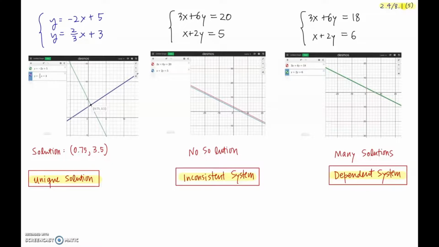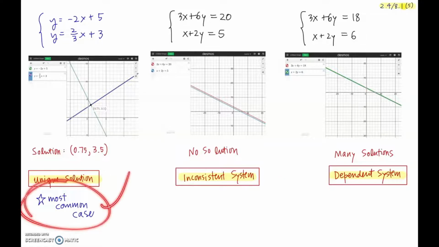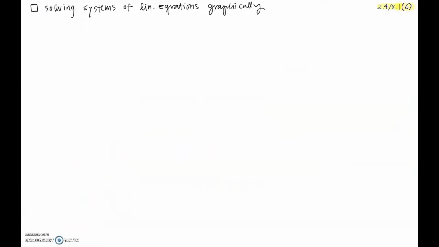When you have any system of linear equations, these are the only three things that could happen. You're either going to get one solution, and that's actually the most common thing that's going to happen, is they're just going to cross at a certain one point. Or you might have an inconsistent system where there's no solution, or you could have a dependent system with multiple solutions. But these three are the only things that can happen. And this guy here is the most common case. So we have just explored and learned how to solve systems of linear equations graphically.